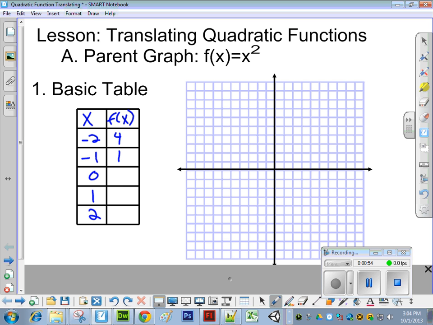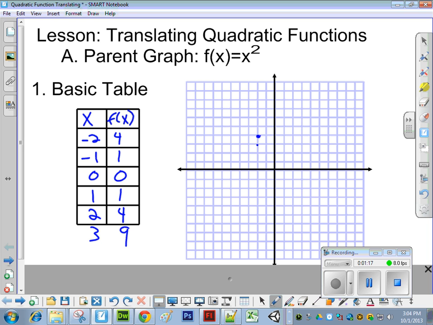0 times 0 is 0. 1 times 1 is 1. 2 times 2 is 4. If I added another value, 3 times 3, which I might need later, is 9. Now to plot these points, I'll just go to my x-axis, to the left 2 and up 4.